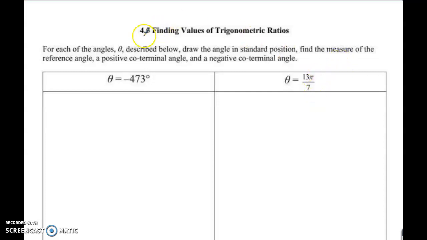Moving forward with 4.5, we'll be finding values of trig ratios, and we'll be referencing the reference angle. We're practicing drawing positive coterminal, negative coterminal, etc. The main thing to do, though, is if we start in degrees, we usually want to end in degrees. And if we start in radians, we want to end in radians.